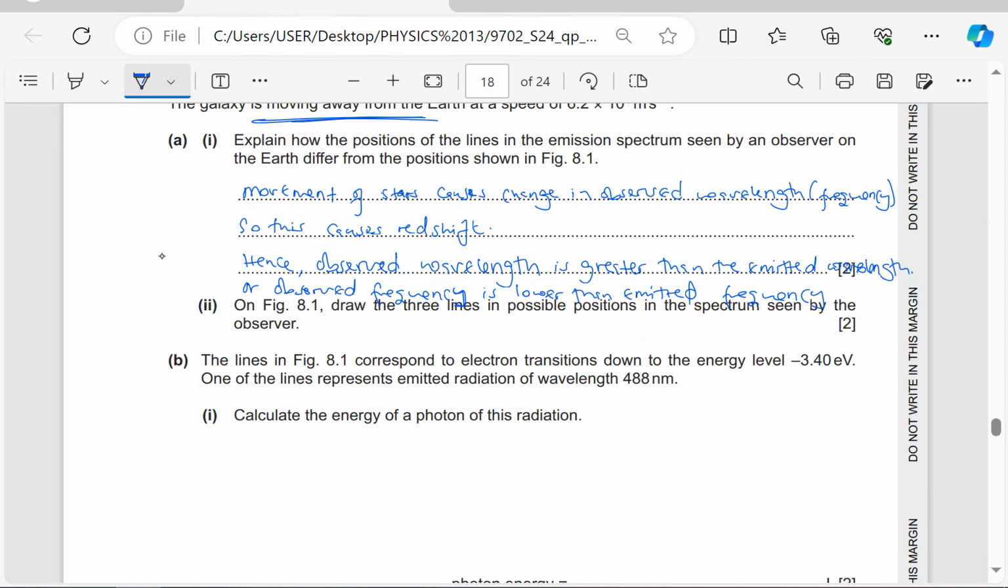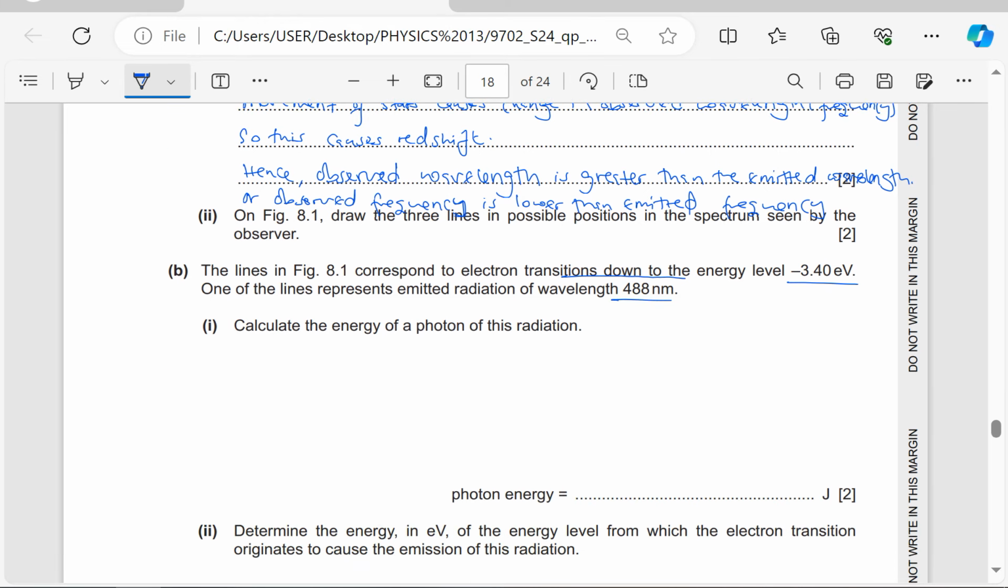The lines in the figure correspond to electron transitions down to the energy level minus 3.40 electron volts. That is the ground state. One of the lines represents emitted radiation of wavelength 488 nanometers. Calculate the energy of a photon of this radiation. So we know that energy of a photon is equal to hf, which is the same as hc over wavelength. So I'll just substitute this. So this is going to be 6.63 times 10 to the power of minus 34, then times 3 times 10 to the power of 8.